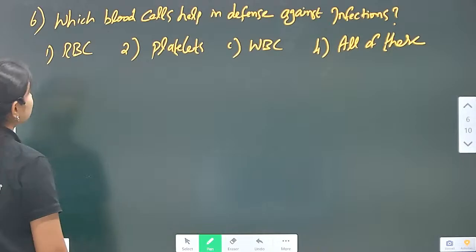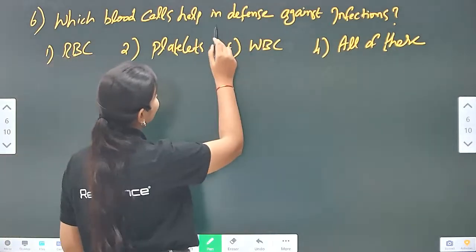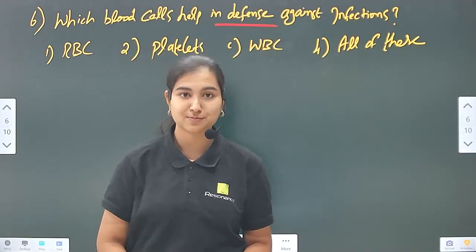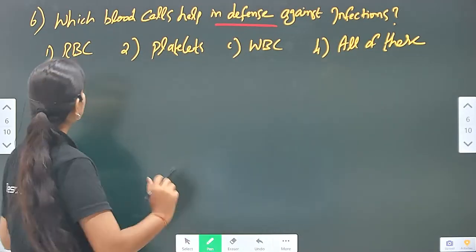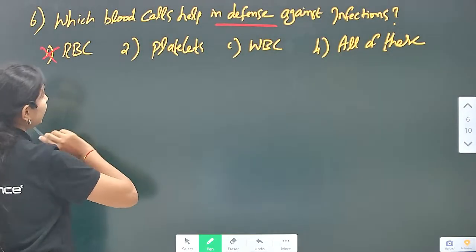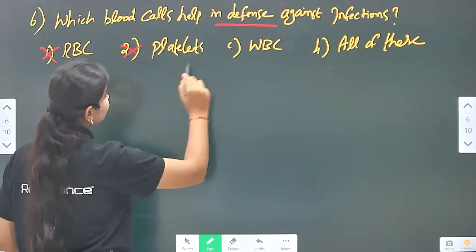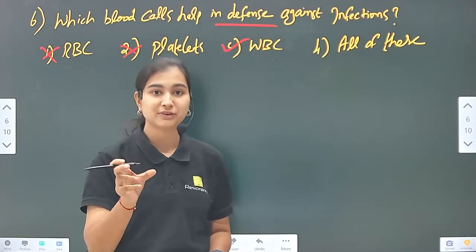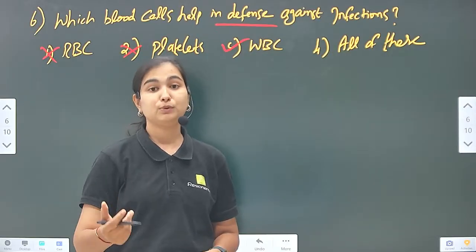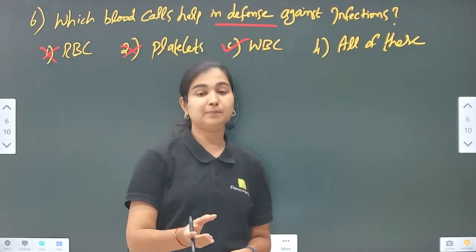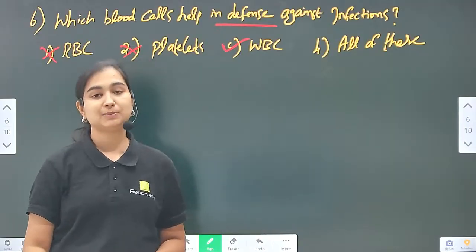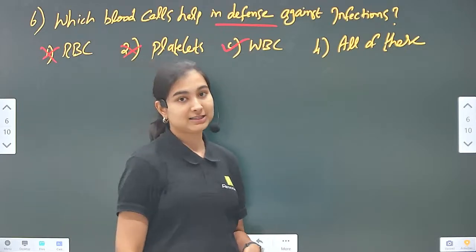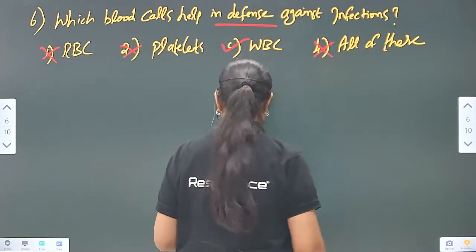Now which blood cells help in defense against infections, to improve the body's immune responses? Okay, which one will it be? Is it the RBCs? No. Is it the platelets? No. It's the WBCs. Again, in the WBCs, if they specifically ask you which part, it would be the lymphocytes. The B lymphocytes help in the production of antibodies, and the T lymphocytes help in generating the responses against it, and it will not be all of the above.